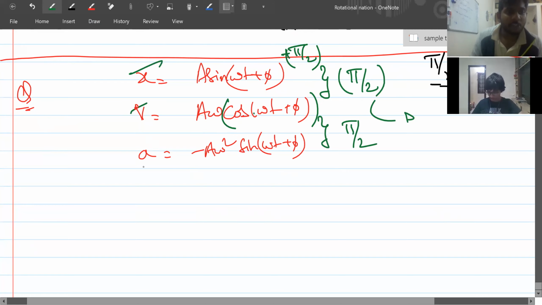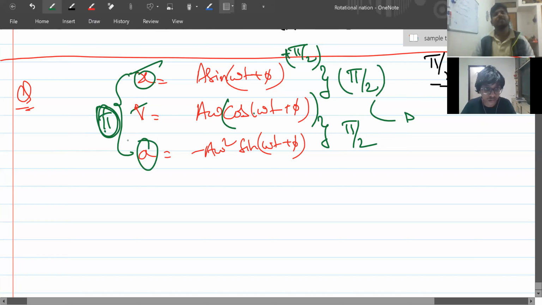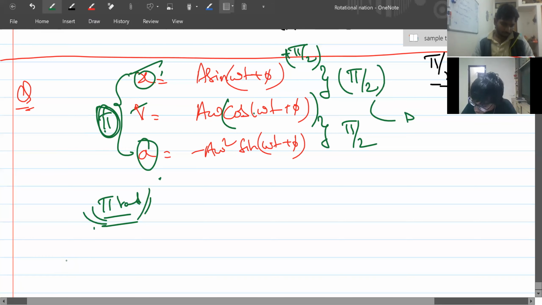Okay. Now here you carefully see. The phase difference between position and acceleration also they will ask, that will be pi. Yes, sir. Velocity is ahead of position by pi by 2 phase, and acceleration is ahead of velocity by pi by 2 phase, but acceleration is ahead of position by pi phase. The phase difference between position and acceleration at an instant is pi radians. Okay, sir. Got it? Yes, I got it.